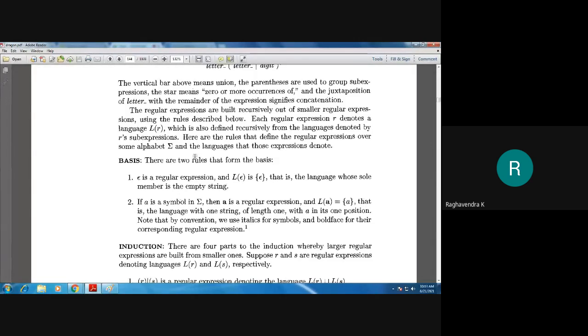Whenever you are forming a regular expression, it is formed using these 2 rules. First one is that epsilon is a regular expression and L of epsilon is epsilon, that is, the language whose sole member is the empty string. So epsilon is a regular expression, and the language it defines contains only the empty string, so it's quite obvious that the language contains nothing else.